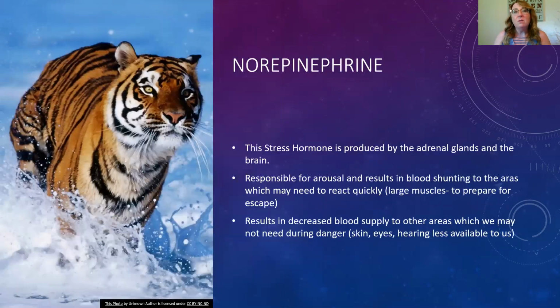And then the last one that we really want to talk about today is norepinephrine. This is a stress hormone also produced in the adrenal glands and in the brain. It's responsible for the arousal and the blood shunting to areas which need to react quickly. So large muscles, so I can get out of there. It releases in decreased blood supply to other areas, which we don't need, like my skin, my eyes, my hearing. So I will only see what's directly in front of me. I will only hear maybe just the thrumming of blood in my ears or my heart pounding. It's meant for me to get the heck away, so that if I see the tiger, I won't get eaten. It's my survival.